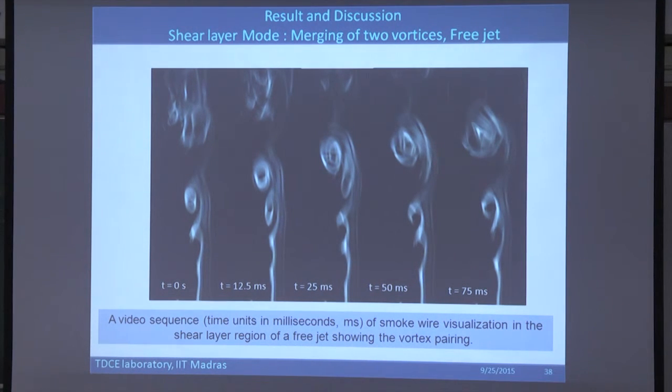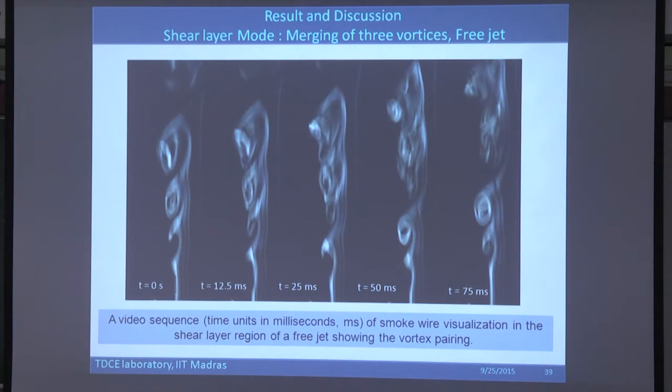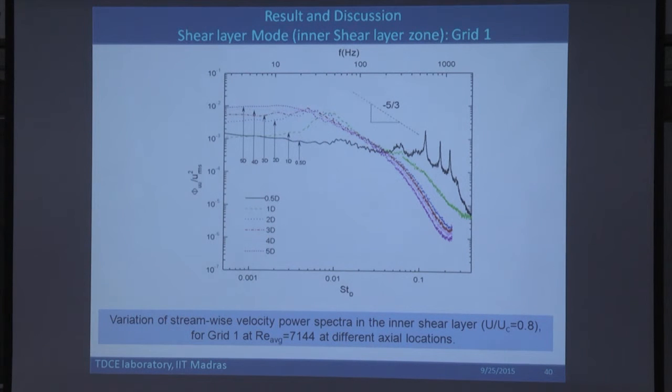It's a smoke wire technique. So this is a three pair, where you have three, so you can see that all three are merging together. They smudge and they become a single vortex. So in the case of gridded, you could see that the shear mode is very weak. Shear mode is not at all present. As I said, the roll up vortices have already been suppressed.